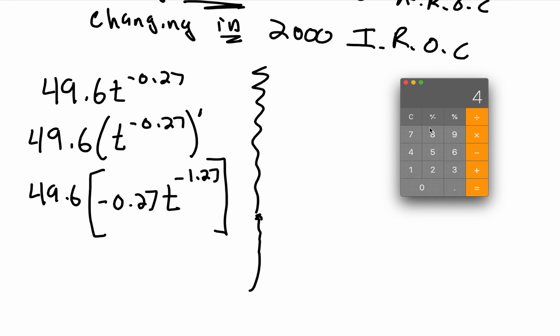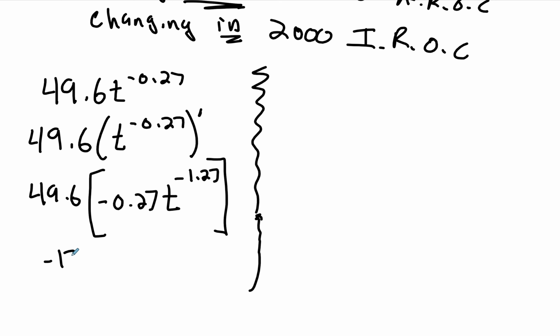So we could do 49.6 times 0.27, negative, and you get about negative 13.39, t to the negative 1.27. You could do it that way. This is what I would expect to see more on a test where I say you may use a calculator. But in this case, because you cannot use a calculator, you are not required to do that.